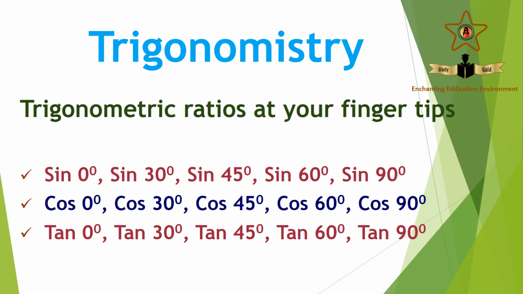Sine, cosine, tan ratios of angles 0, 30, 45, 60 and 90 are needed in many applications and students are expected to memorize these. Many students mix these ratios. Today we will see how we can get these ratios using our fingers.